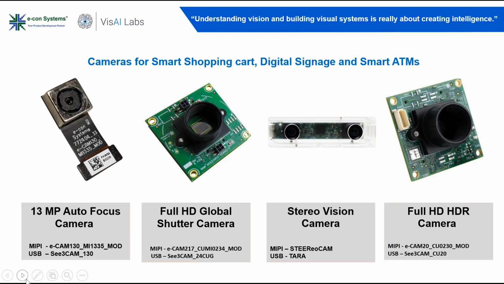Then the high resolution camera. Imagine a situation, a digital signage or a kiosk. If the person is standing 2-3 feet away from the kiosk or signage, the resolution of the face alone is going to be really low. A high resolution camera along with an autofocus functionality will be really helpful. As I mentioned already, all these cameras are available in both USB and MIPI interface.